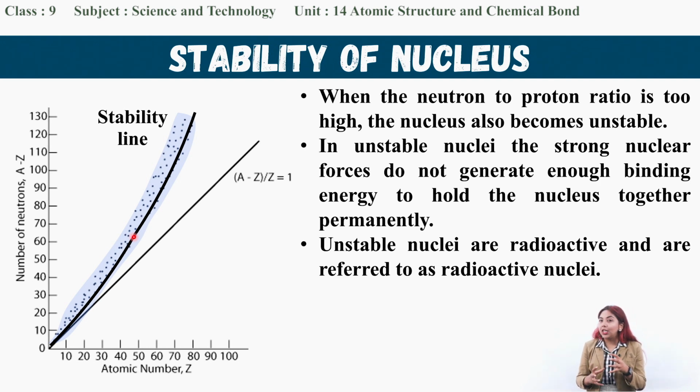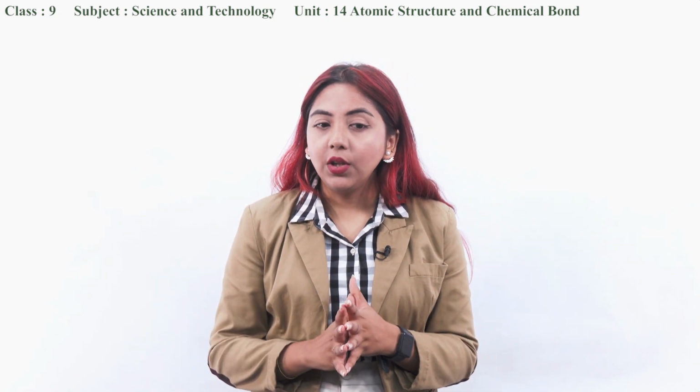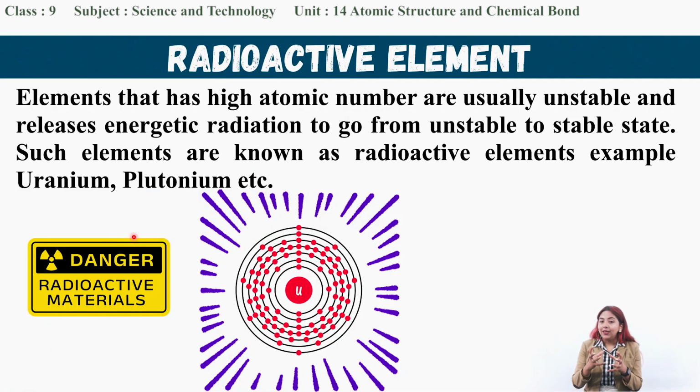Now we have already studied radioactive nuclei. So let us study what a radioactive element is. Those elements that have a very high atomic number are usually unstable. Unstable means the nucleus is unstable. They release energetic radiation when they go from an unstable state to a stable state. So those elements are known as radioactive elements.